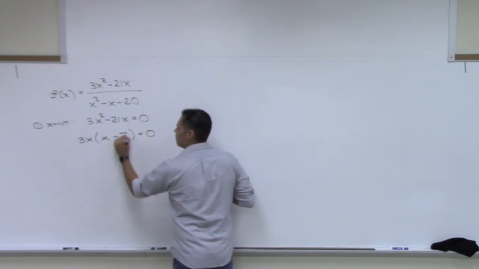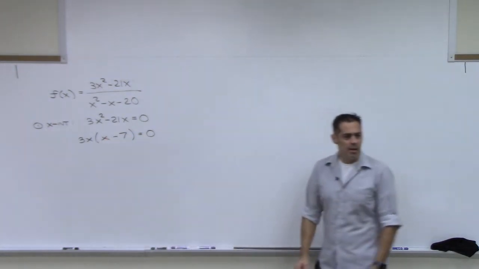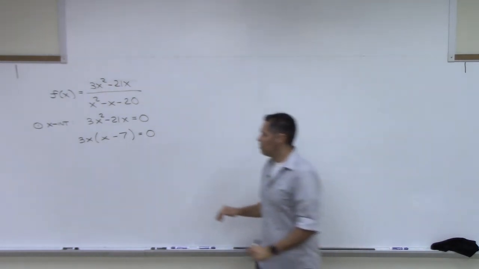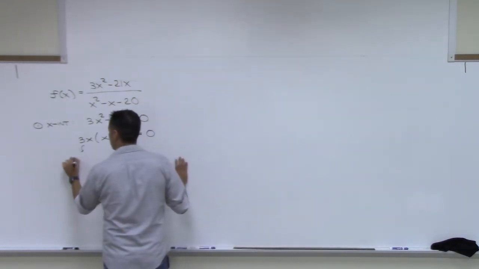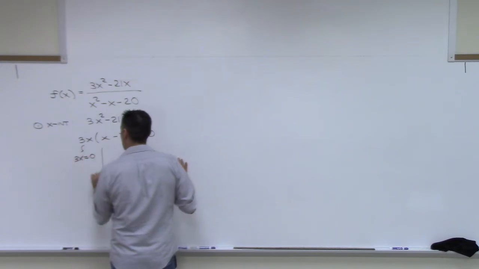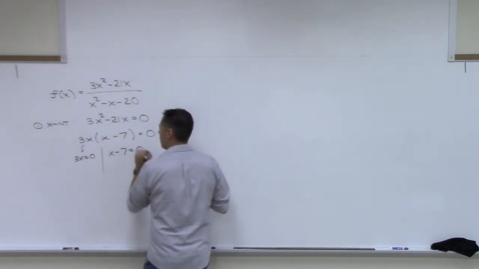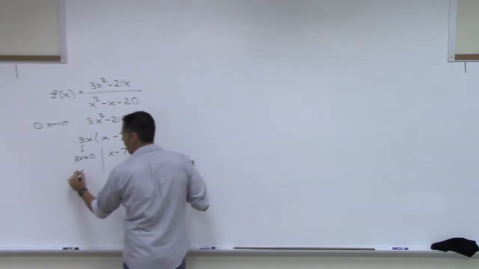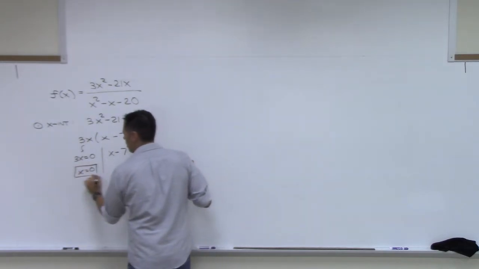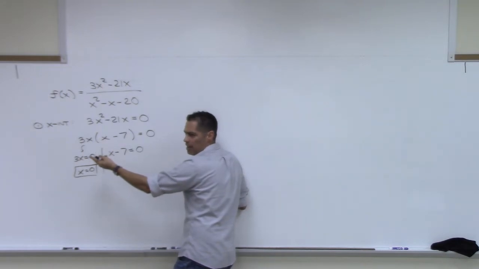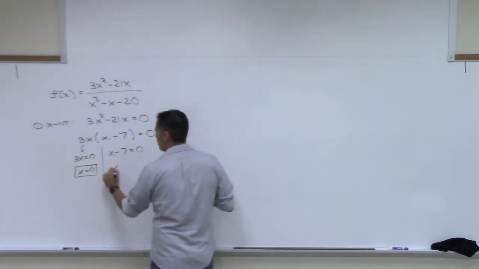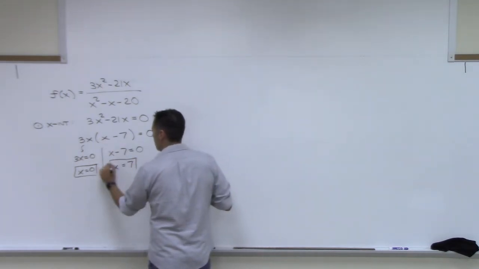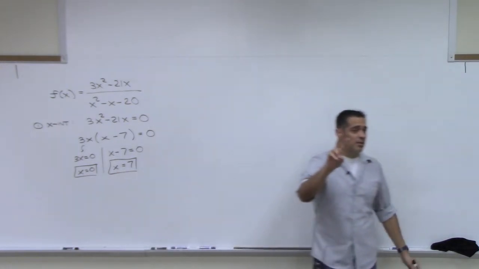X minus 7. Good. And then you set each of those factors equal to 0. The only number you can multiply times 3 to get 0 is 0 itself. You could also divide both sides by 3 there if you'd like, and you still get x is 0. Here you just add 7 to both sides. All right, so we have 2 x-intercepts.